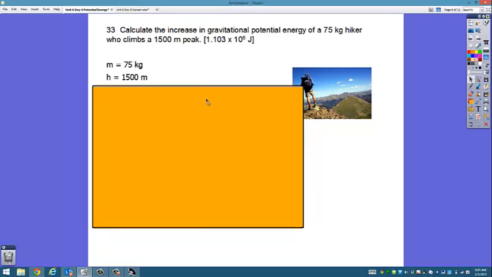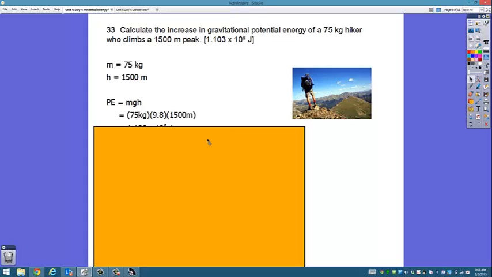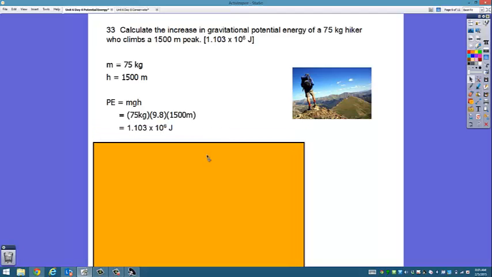So you can use that equation from today again. PE equals mgh. You don't have to manipulate it, so plug it in and solve. 75 times 9.8 times 1,500. And you get 1.103 times 10 to the 6th. If you want to leave this out of scientific notation, that's fine with me. If you want to put it in scientific notation, whichever one is easier for you.